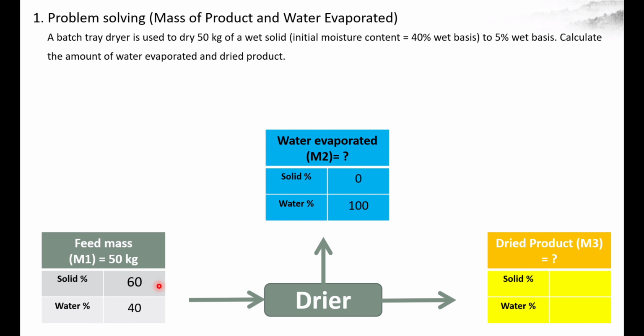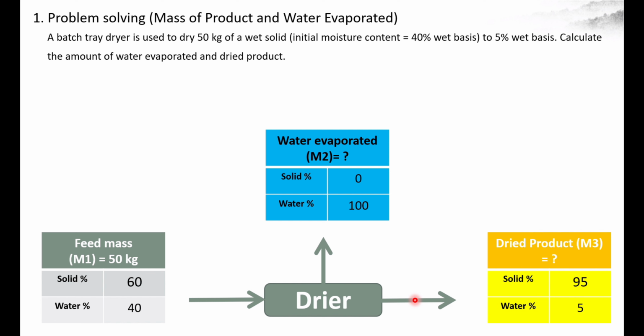So the solid percentage is 60. Now we are asked to reduce the water content to 5%. So the water percentage in the final product is 5%. So the remaining must be solid, so it is 95%. So from the question, whatever data is given to us, we filled everything.